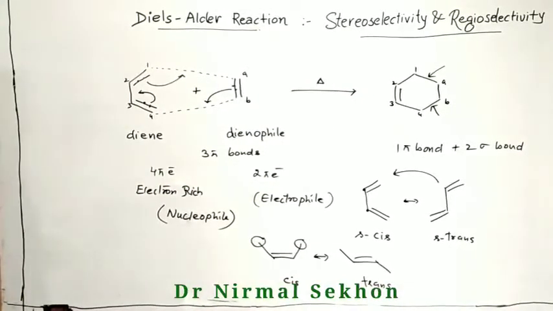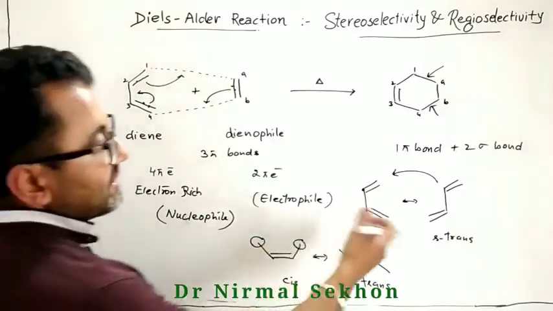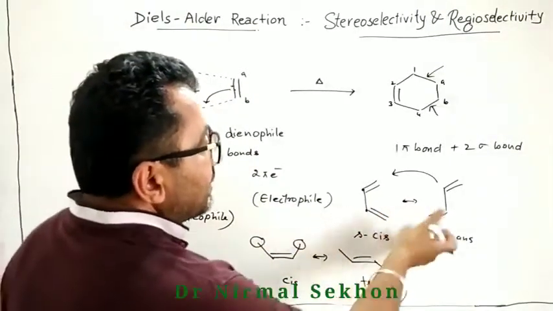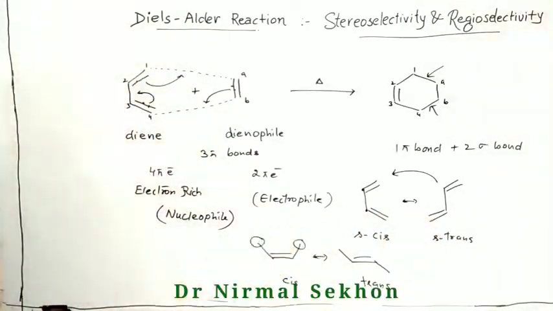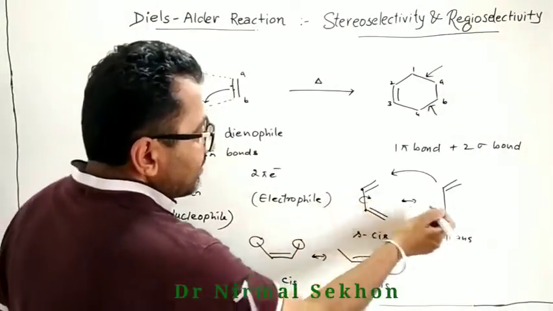So the basic requirement for the Diels Alder reaction is S-cis in the diene. S-cis may rotate to S-trans because these two are interchangeable. So you can't say that S-trans is not suitable for this Diels Alder reaction. S-trans can change into S-cis because there is free rotation around this carbon-carbon single bond.